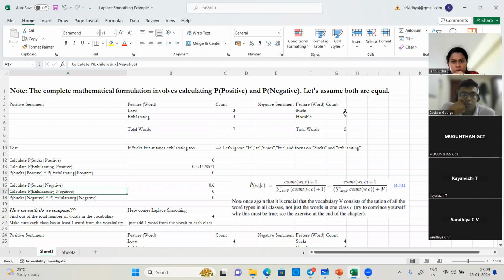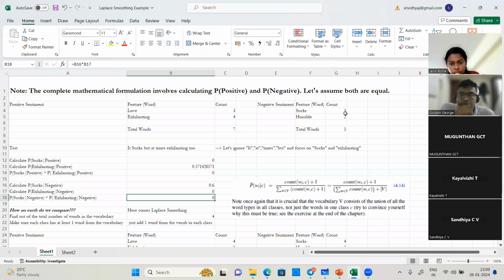0. Again, why? Because I didn't find the word exhilarating here. Correct? So that's 0. So again, I'm going to multiply probability of sucks given negative and probability of exhilarating given negative. I get 0. You see, I'm stuck. This is a standard problem here. Why? Because this is multiplicative, isn't it?